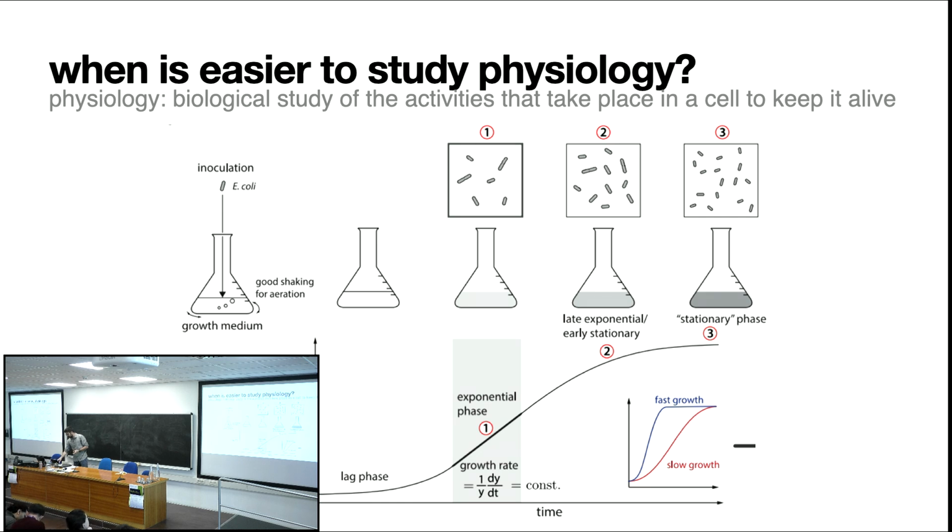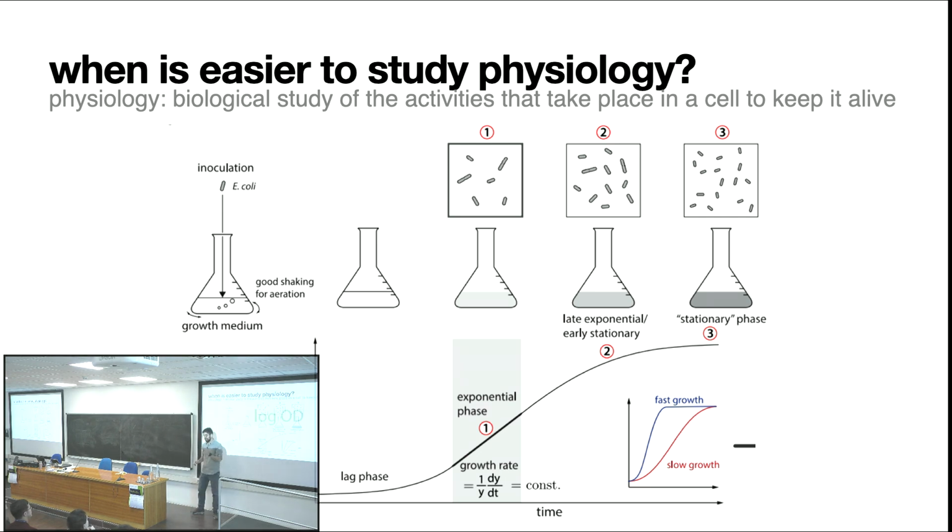As I said, the question was on purpose a bit fuzzy, because studying physiology is a very broad question, so when it's easier also strongly depends on the question. Of course, if I ask questions specifically related to how much time it takes a cell to grow, I want to study it here. But in general, there is a good argument, which is important to keep in mind, of why the easier condition to study is the exponential phase.